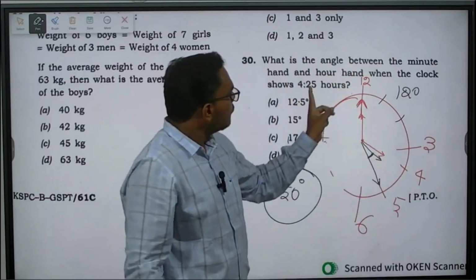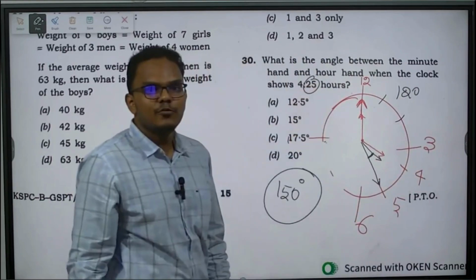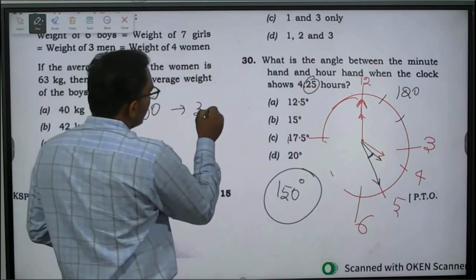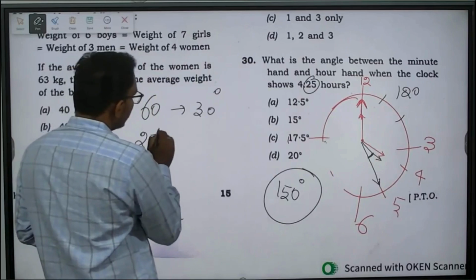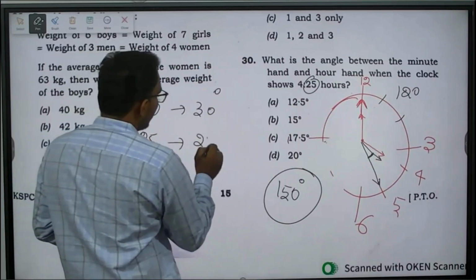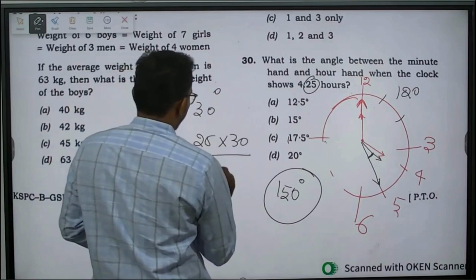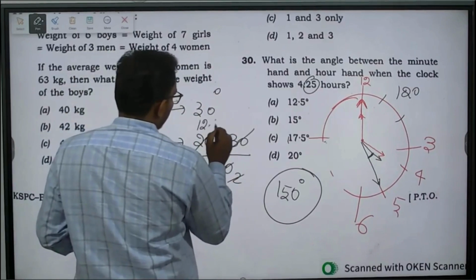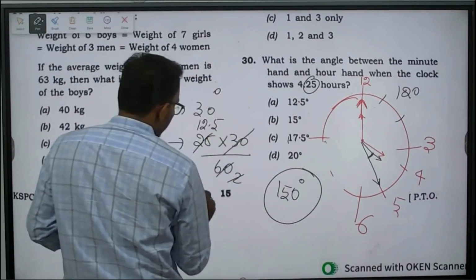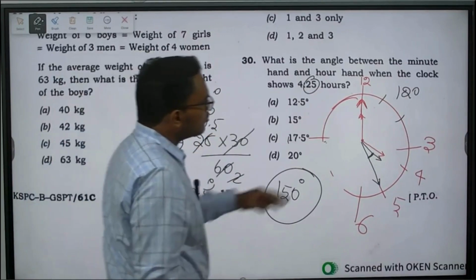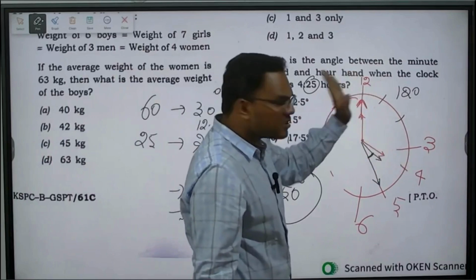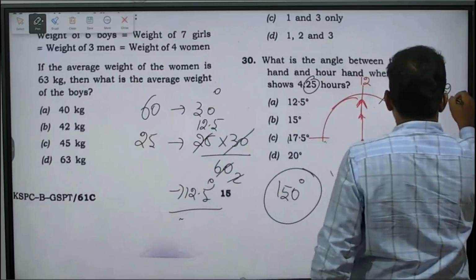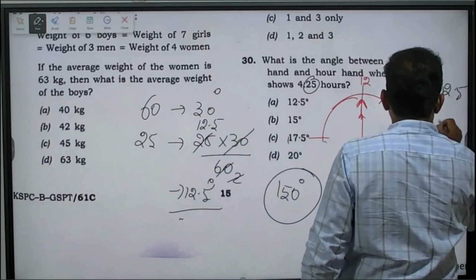But for the rest 25 minutes, how much should it have moved? See, for 1 hour, which means for 60 minutes, it moves 30 degrees. So for 25 minutes, how much should it have moved? 25 into 30 by 60. So which means 12.5 degrees it should have moved for 25 minutes. So for 4, because we are having this as reference, 120 plus 12.5, which is nothing but 132.5.